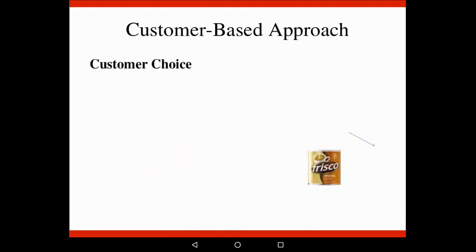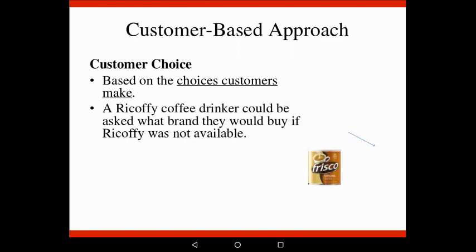Okay, then we're going to look at customer choice. You can see what we're going to be looking at soon. There's a Frisco as an example over there, but we're going to look at it now. Okay, so a Rick Coffee drinker could be asked what other brand they would buy if Rick Coffee was not available. And then you can see already, maybe they would buy Frisco, okay, as an alternative, or maybe Coffee Haze.